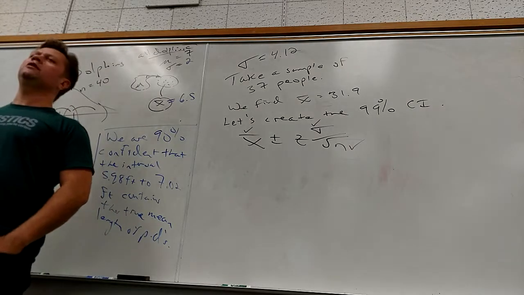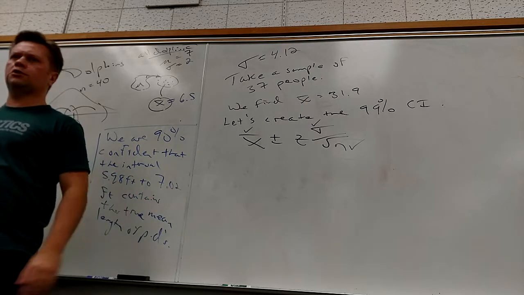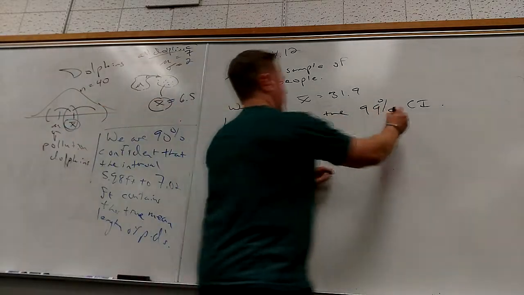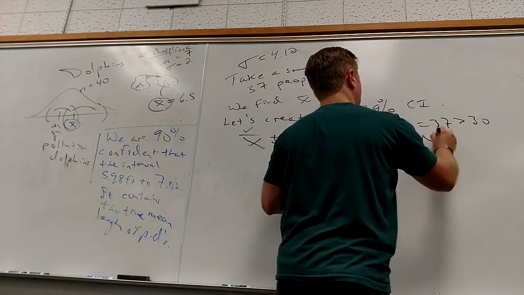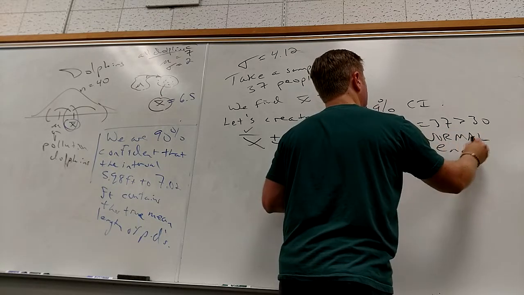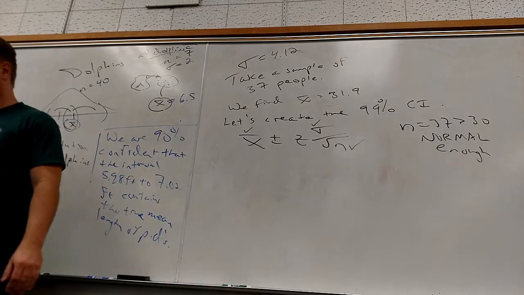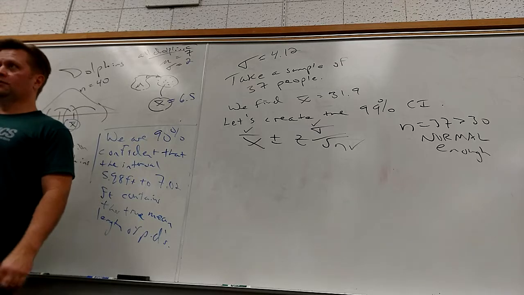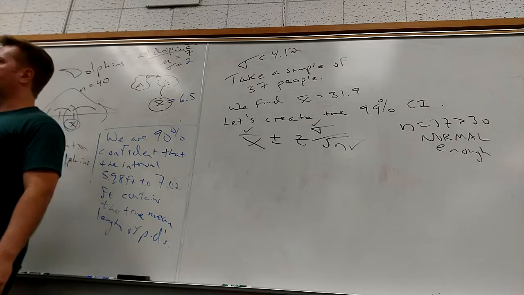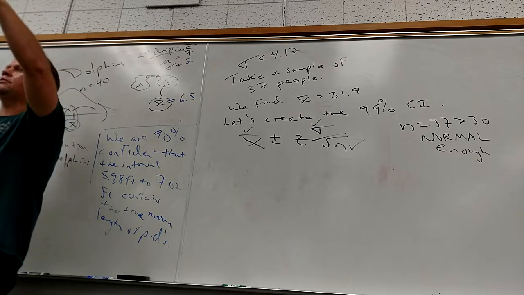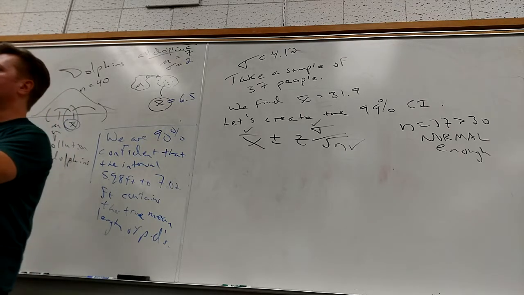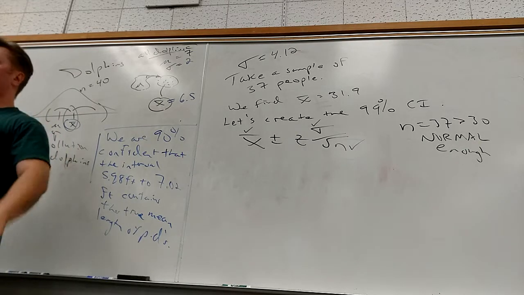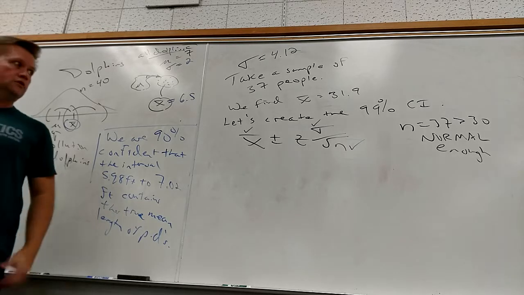But on the way to doing that, why am I allowed to use a Z-score chart to do that for me? Beautiful. N's greater than 30. Normal enough. If it didn't say it was normal and N was less than 30, we couldn't do it. I suggest you still do it, because maybe you're wrong. Just say, I don't think I should be able to do this, but I'm going to do it anyway. On a test, I would never give you a problem where, if you don't notice, you don't have to do it, and you're going to waste time. So if you think you're not supposed to be able to do it, just do it anyway, because you're probably wrong. So be careful. So why can I do this problem?